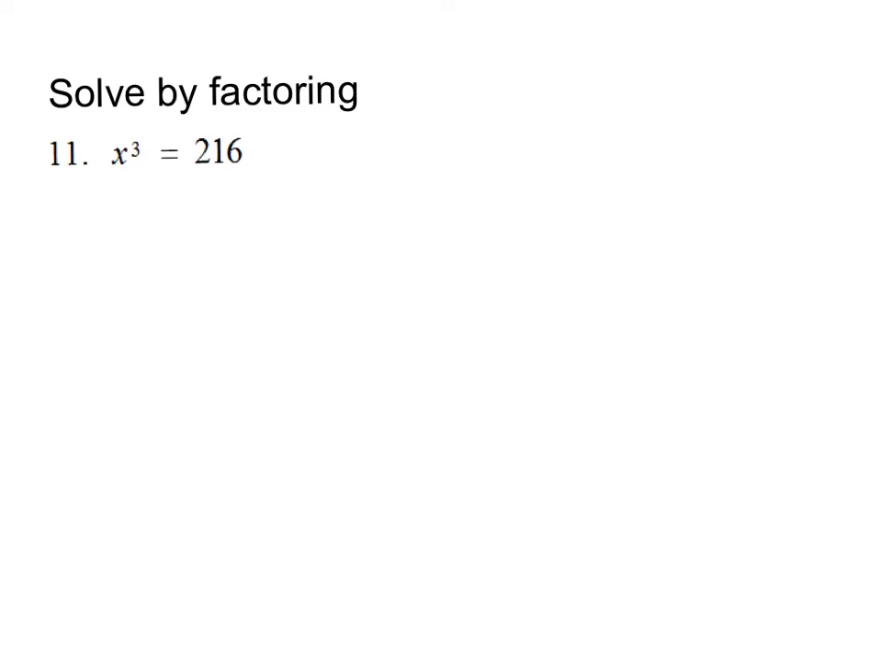All right, we got another factoring problem. So again, my 216 is on the wrong side. So I'm going to go ahead and move that very first thing. So my problem is x cubed minus 216 equals 0. And I see that I have a 3 here, which leads me to think roller coaster.